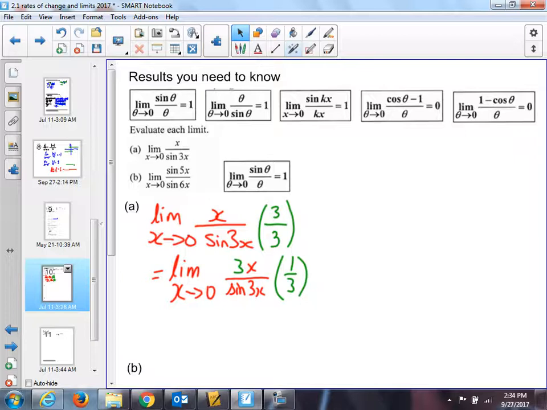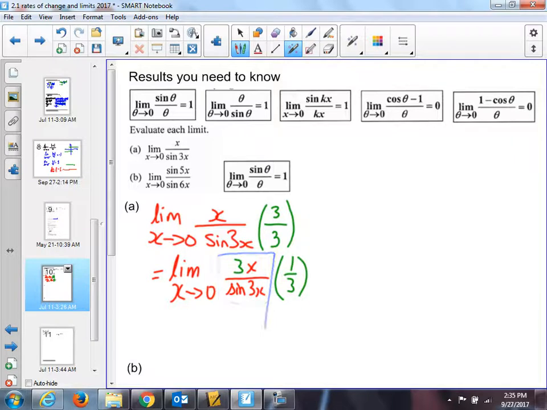I moved the 3 over. It's the commutative property of multiplication or whatever. 3 times 1 is the same as 1 times 3. However you want to think of it. 1/3 times 3 is the same as 3 out of 3. Anyways, do we have an exact match to the rule now? Yes, we do. It's the same thing that's inside the sine function, right?